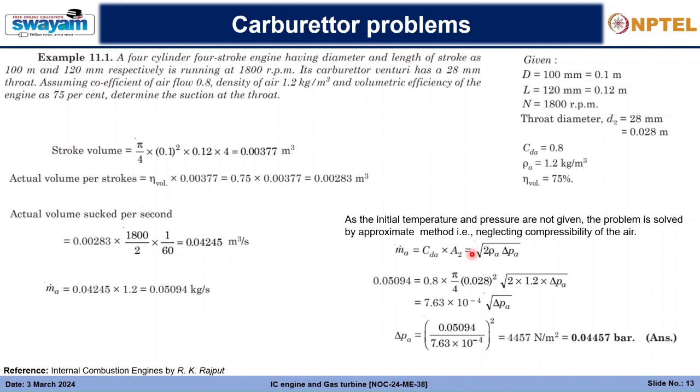So in order to have a mass flow rate of 0.05 kg per second, we need to have a suction pressure difference across the throat of about 44.57 millibar in order to sustain it for the cylinder arrangement as given here, and also the geometry of the cylinders. So that's the first question. Let us move on to the next question.